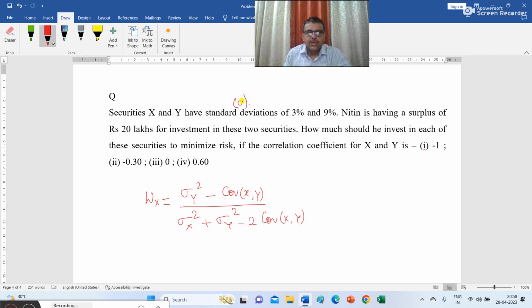We know the value of standard deviation, which is denoted by sigma. Sigma X is given as 3% and sigma Y is given as 9%. You need to calculate the value of cov XY for these four situations. You know the correlation coefficient is calculated as cov of XY divided by sigma X, sigma Y.